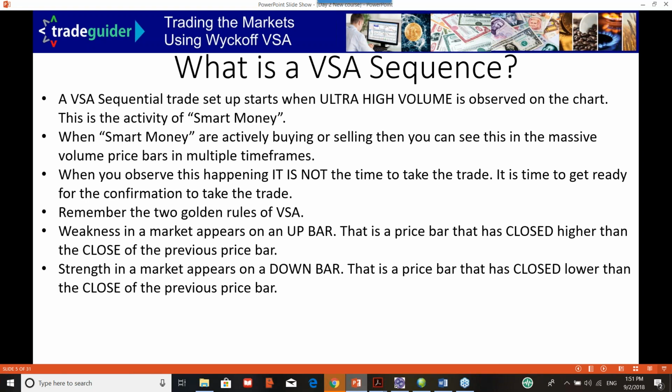So a VSA sequential trade setup starts when ultra high volume is observed on the chart. Now that, for me, is absolutely vital to the probability of the move either up or down. When ultra high volume appears, it is a footprint. And it's the activity of smart money. When the smart money are actively buying or selling, then you see this massive volume price bar in multiple time frames, and it is in multiple time frames. It always begins in the smallest time frame that you're monitoring.